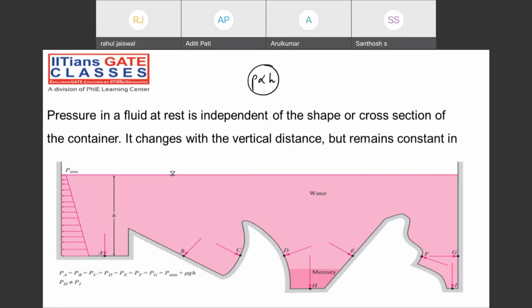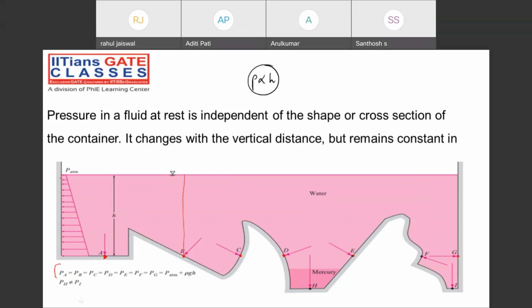As you can observe from the figure, point A, point B, point C, point D, point E, point F, G, till point G. What you are observing is that the depth is constant at all the points. That's why we are saying the pressure at point A, B, C, D, till point G is going to be the same, and that is equal to atmospheric pressure plus rho G H, because H is constant.